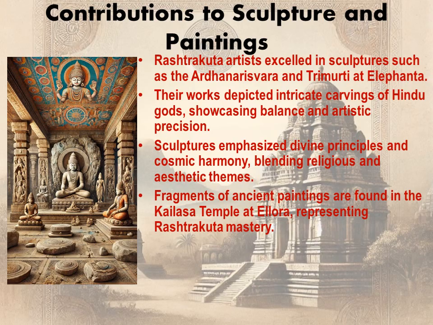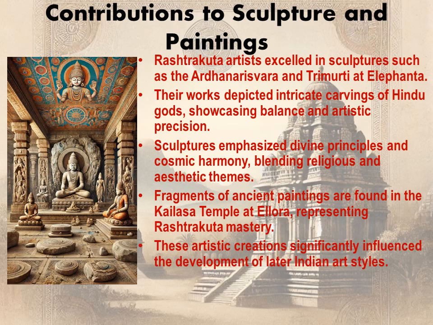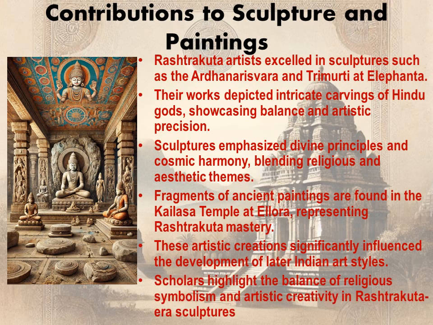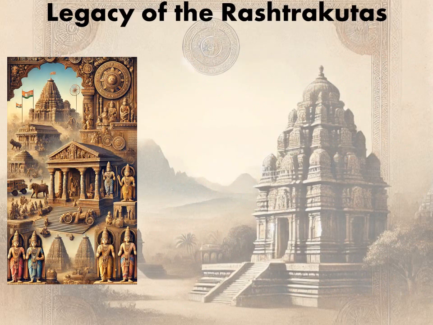Fragments of ancient paintings are found in the Kailasa temple at Ellora, representing Rashtrakuta mastery. These artistic creations significantly influenced the development of later Indian art styles. Scholars highlight the balance of religious symbolism and artistic creativity in Rashtrakuta era sculptures.